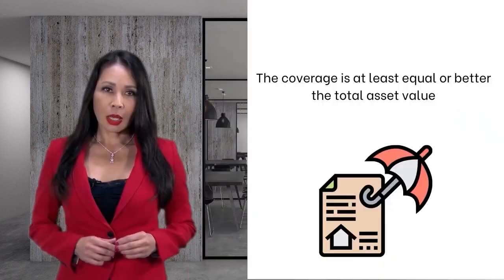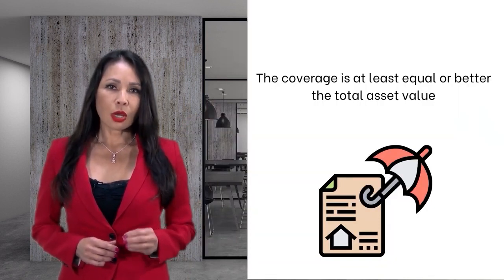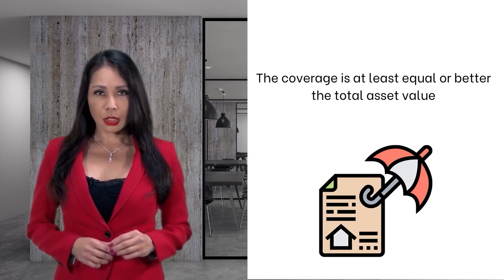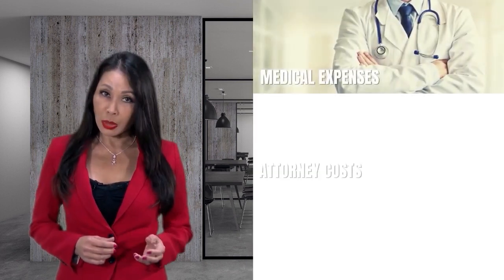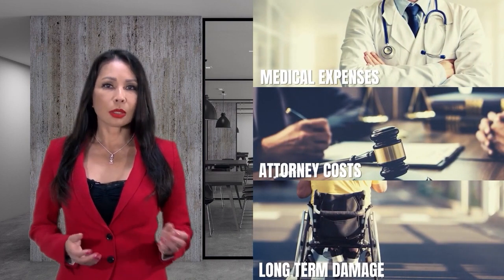Usually, when helping customers evaluate their coverage need, we look at their total asset value and try to provide coverage of at least equal value or better, taking into consideration that settlement in a liability situation can include medical expenses, attorney costs, and permanent or long-term damage. This will also be where a personal umbrella policy can be considered for complete protection.